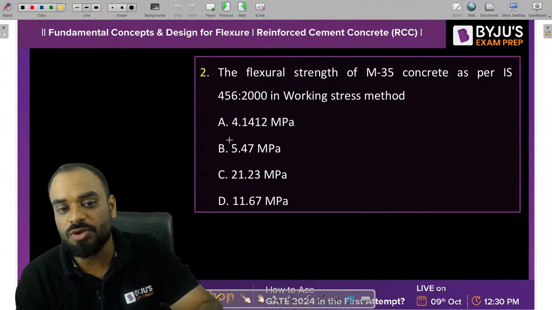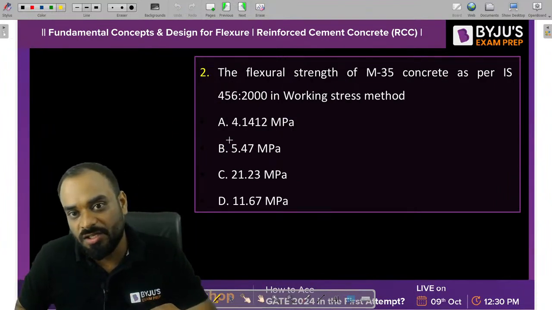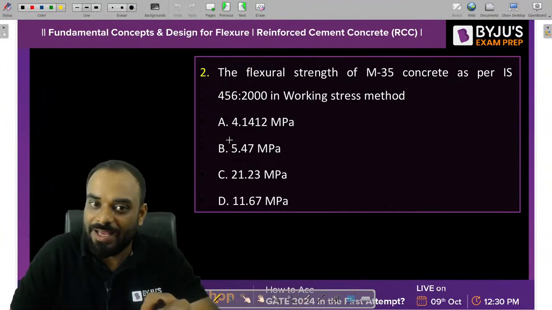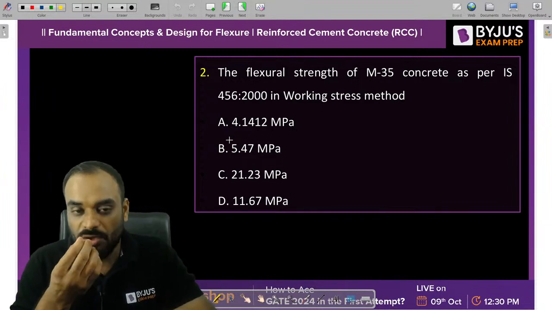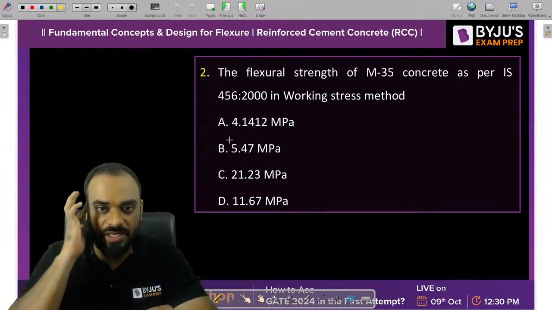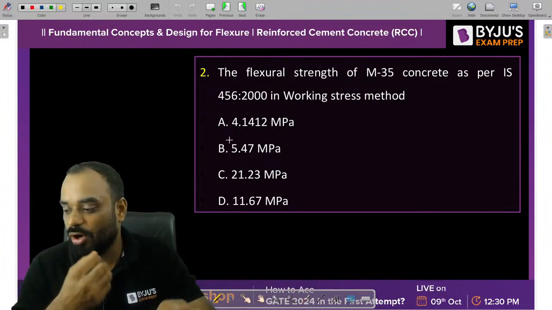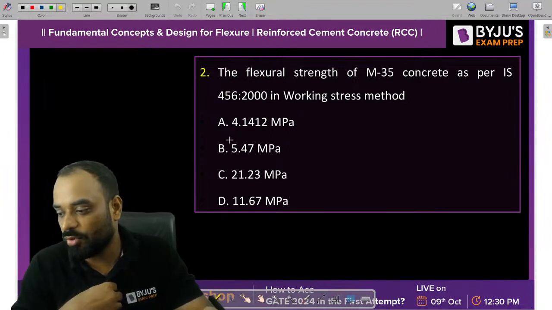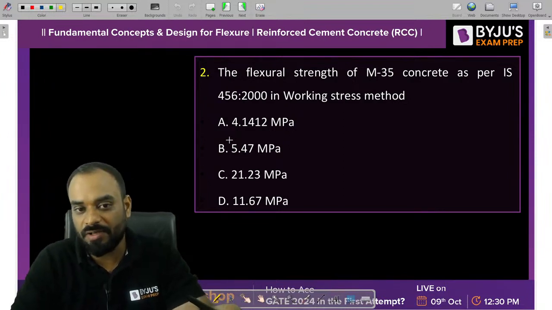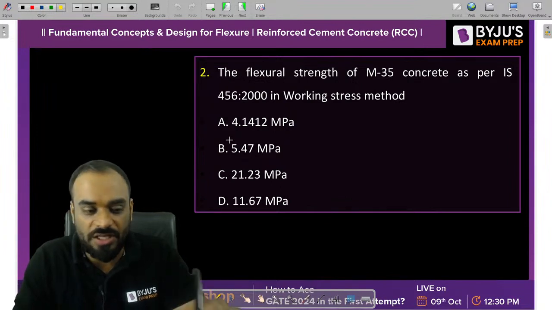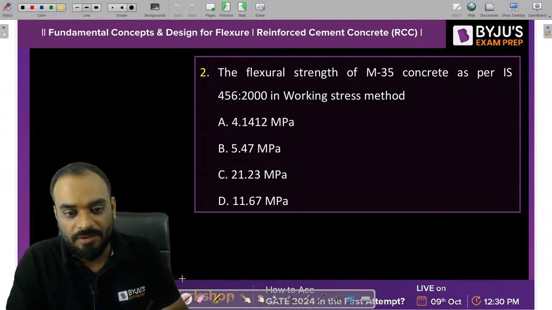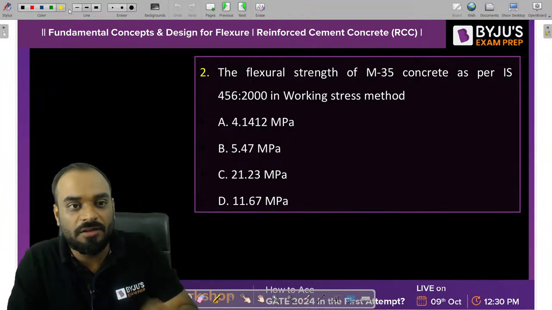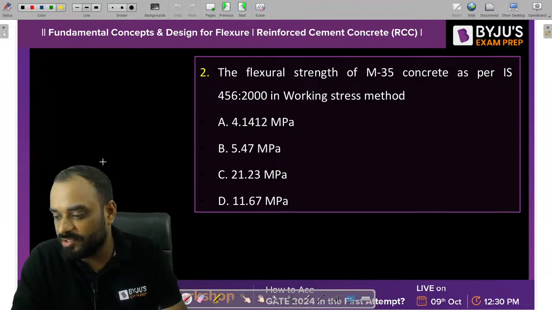Okay, so let's move to the next question in front of you guys. The flexure strength of M25 grade concrete as per IS 456-2000 in the working stress method. Flexure strength, or you can say modulus of rupture also. Krishna B, very nice. Tell me guys, the flexure strength of M25 grade of concrete is what? Do you remember the formula, Krishna, Sanjeet?